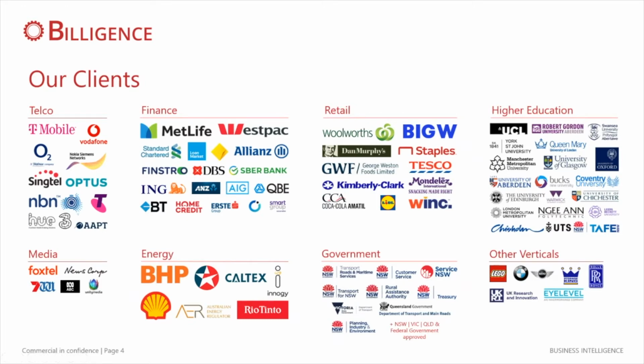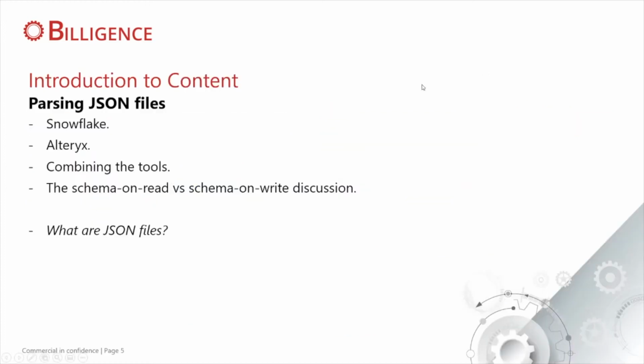As a final statement on Billigence, here is a list of our clients. As you can see, there are some quite high-level finance and retail clients, as well as a strong presence in government and higher education. We'll jump straight into the content now about parsing JSON files. We'll look at, in order, Snowflake, Alteryx, combining the tools, and then I'll wrap it up with the ongoing schema-on-read versus schema-on-write discussion, which ties in throughout the whole webinar. So I'll wrap up the final points when comparing the two tools.